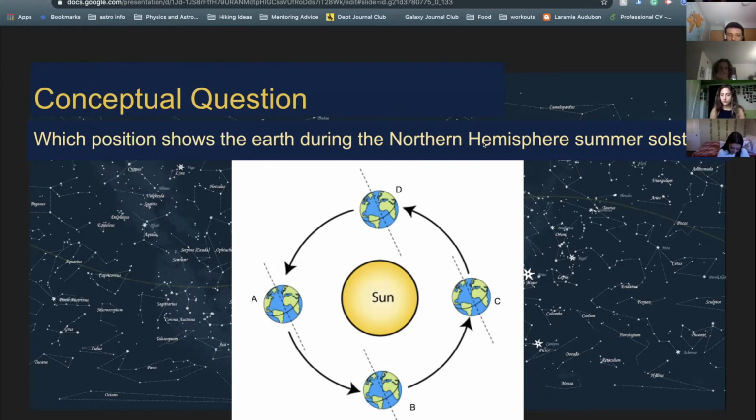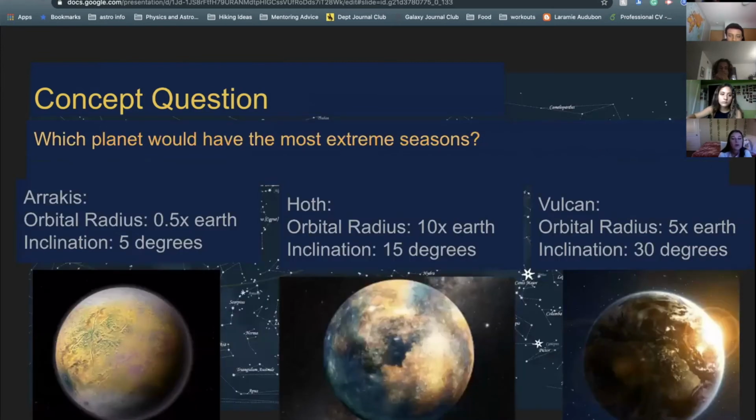I have one more poll question. So finally, we're going to think about this. Like I said, that tilt is what's changing the season. So with that information, sorry, I lost my poll button. Which one of these planets is going to have the most extreme seasons? I'm a giant nerd, so I tried to get some fun planet names.